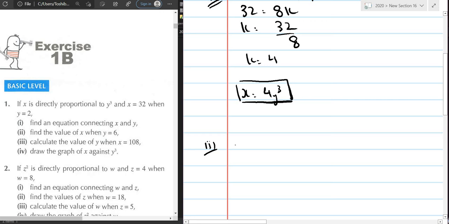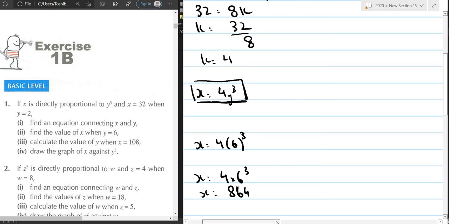It says find the value of x when y is equal to 6. So x is equal to 4. Instead of y, write 6, and for y we have to find the cube of 6. So x is equal to 4 multiplied by 6 cube. X is equal to 864. Very easy. Let's jump on to part 3.